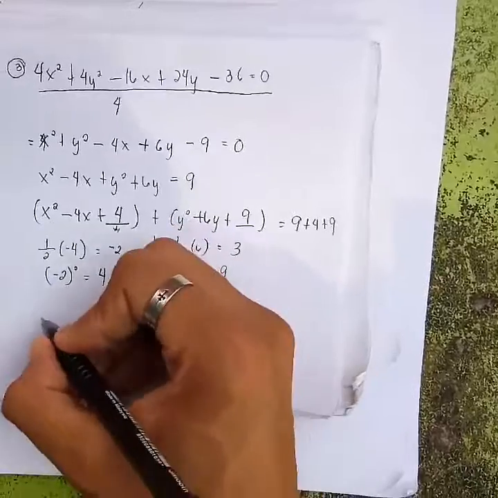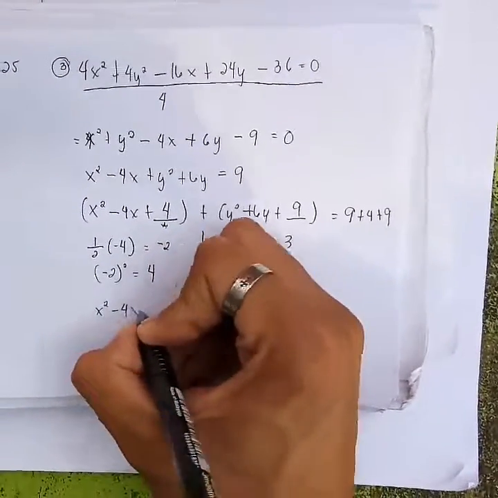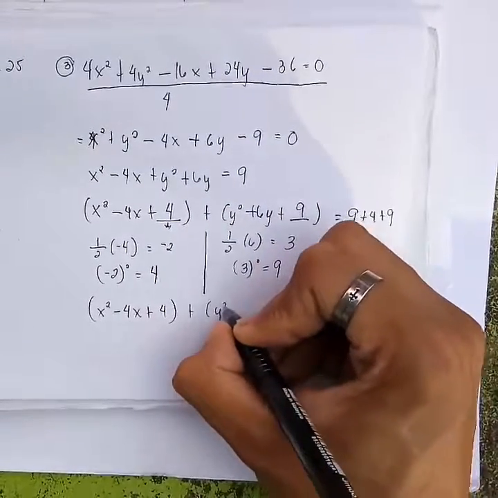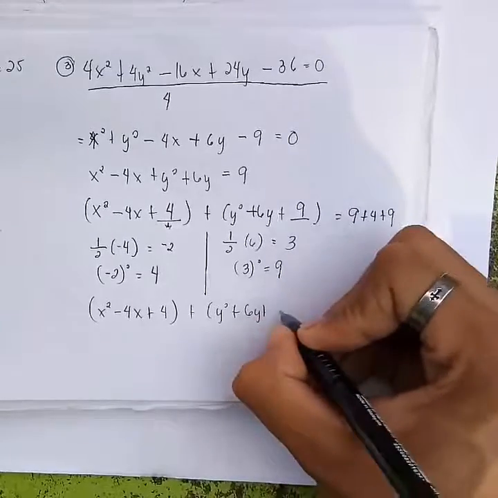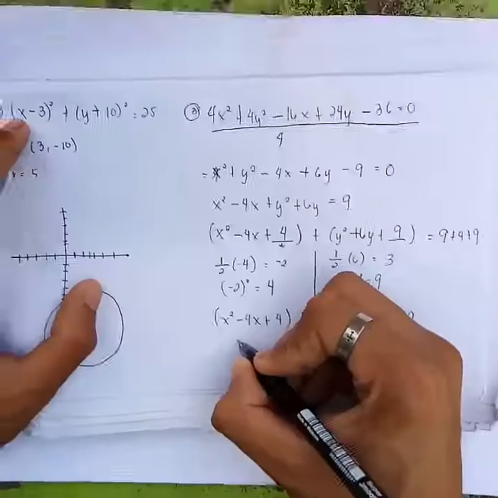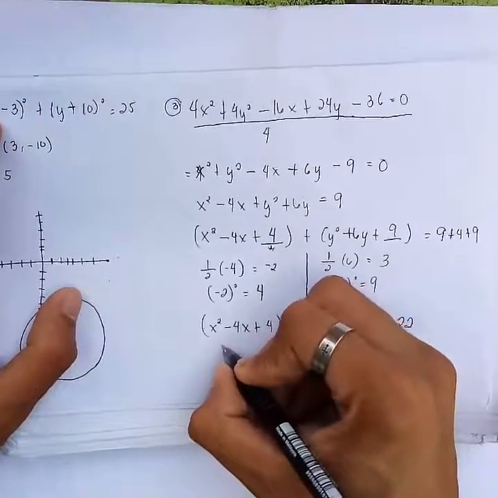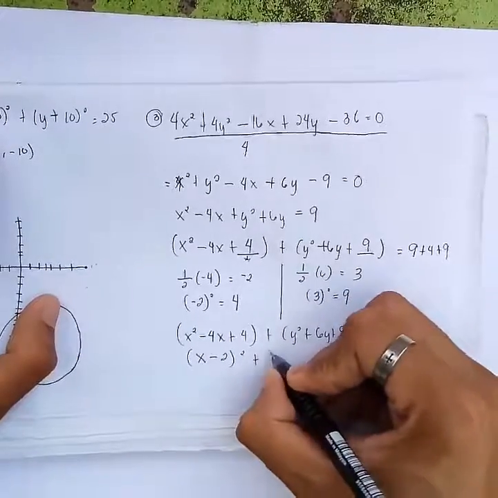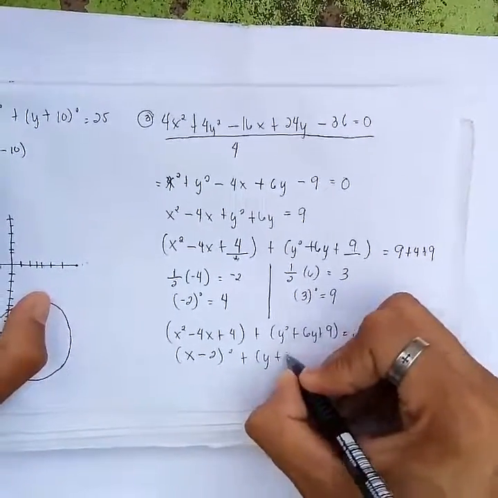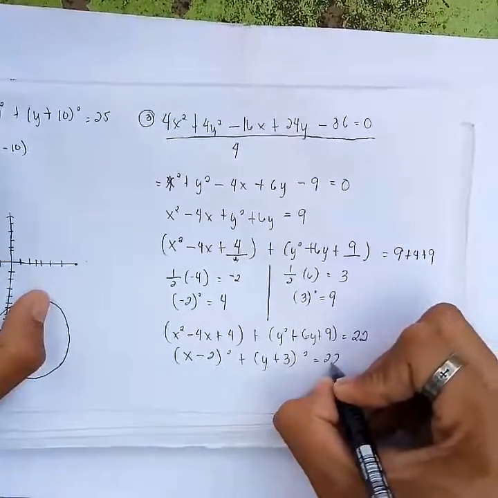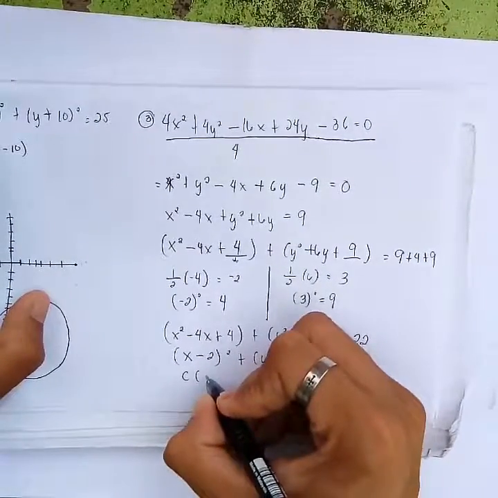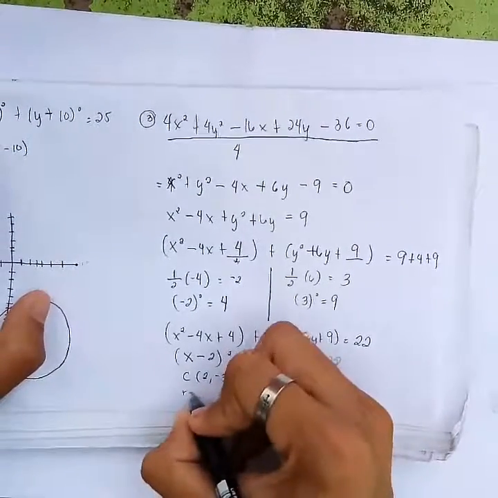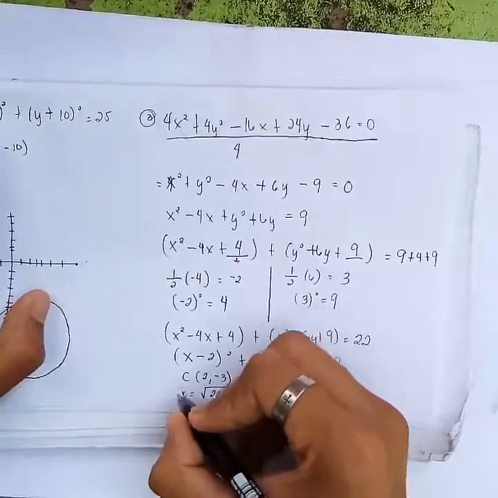The equation will be x squared minus 4x plus 4 plus y squared plus 6y plus 9 is equal to 22. To simplify this, it will be x minus 2 squared plus y plus 3 squared is equal to 22. The center will be 2 and negative 3. And the radius will be square root of 22.